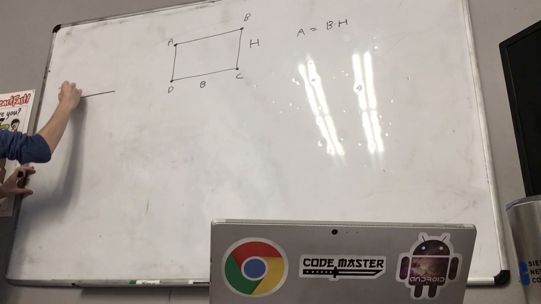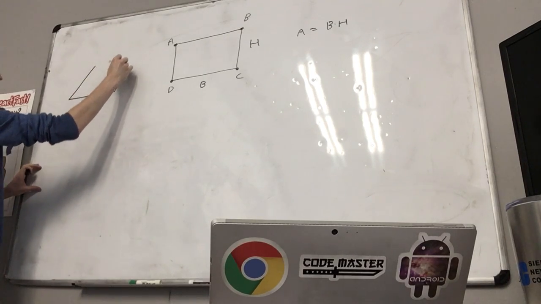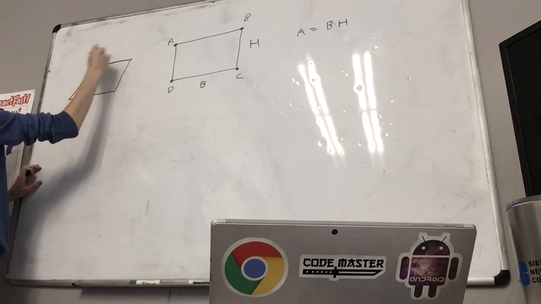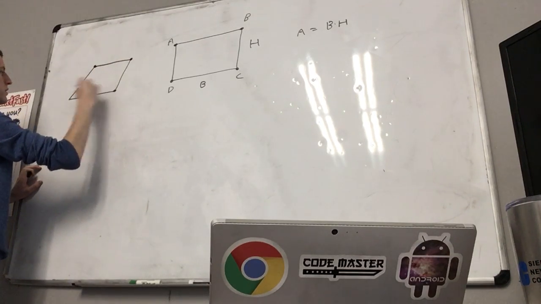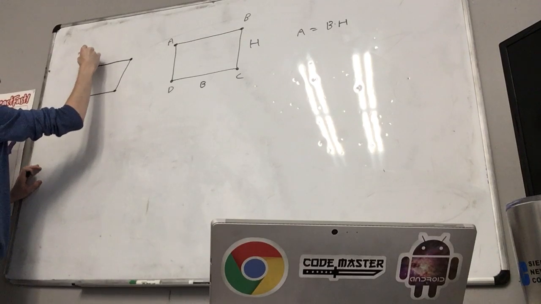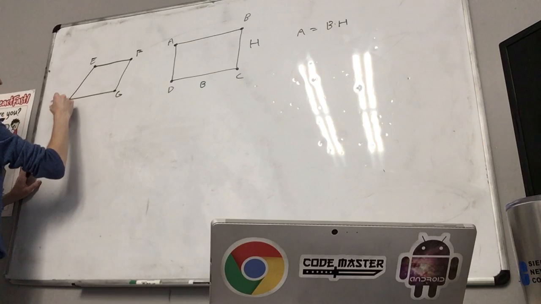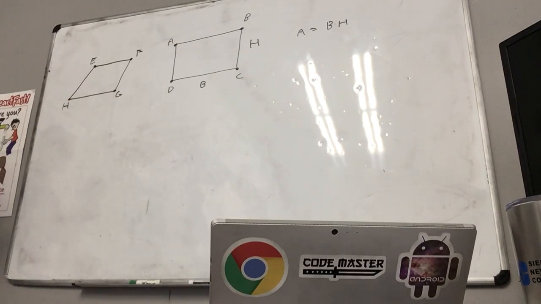I'll try this. This will be a parallelogram, I promise. E, F, G, H. Okay, how do you calculate the area of a parallelogram? Base times altitude. Yes. Do you guys know why this works?